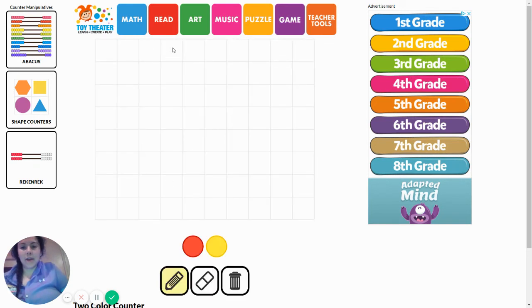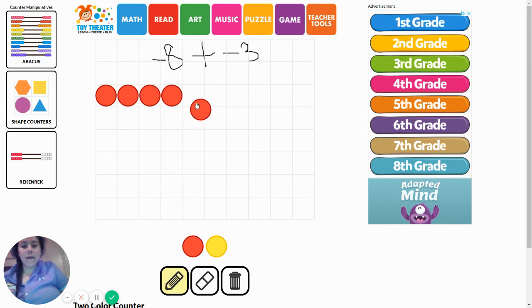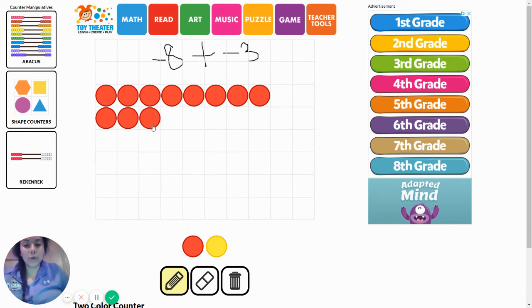If I have 8 plus negative 3. Well, let's do negative 8 plus negative 3. My first one is negative 8, so I'm going to put 8 negative counters: 1, 2, 3, 4, 5, 6, 7, 8. I'm adding negative 3 counters. So again, I have another negative, so I have to keep using red: 1, 2, 3.